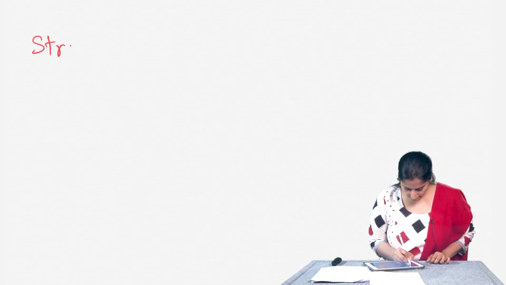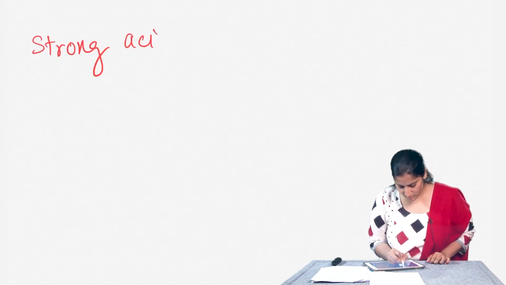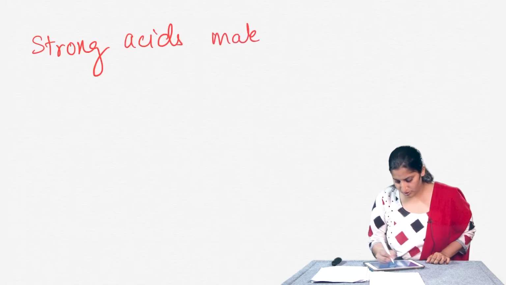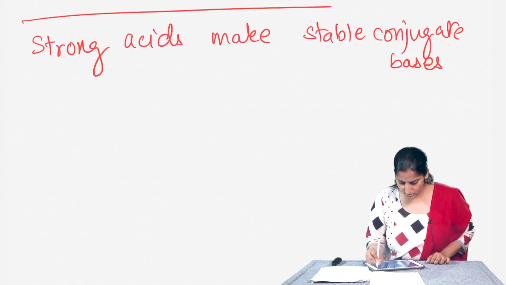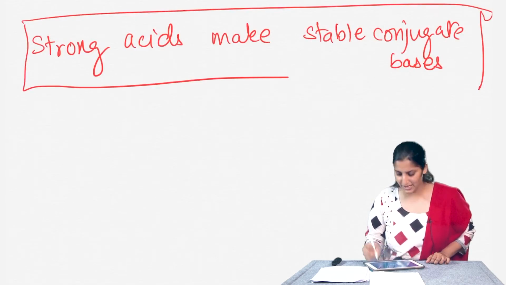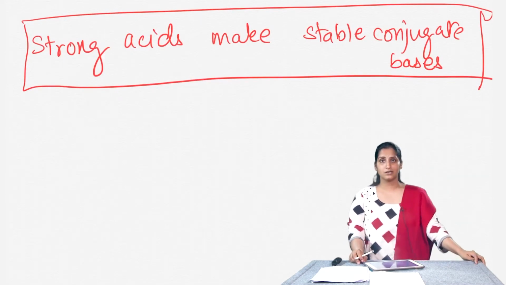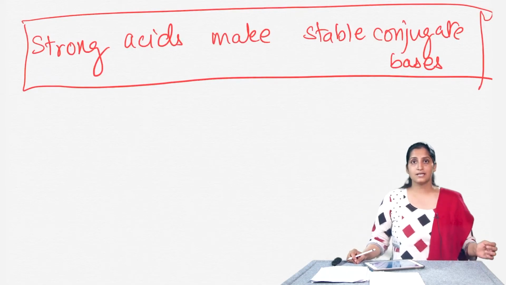So, when we talk about acids and bases, let us write down one rule. The rule is: stronger acids make stable conjugate bases. So, strong acids make stable conjugate bases. This particular rule is not a new rule, it is rather, as I said, derived from the first two things that we looked at. Now, let us look at an example.